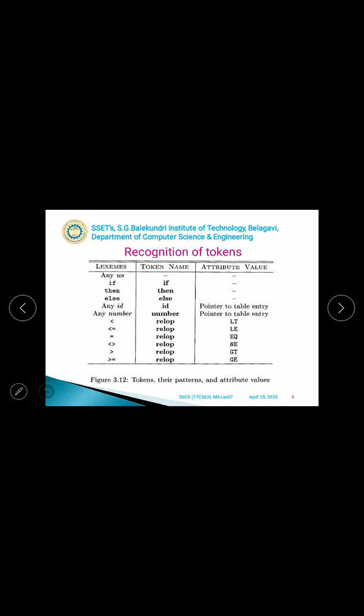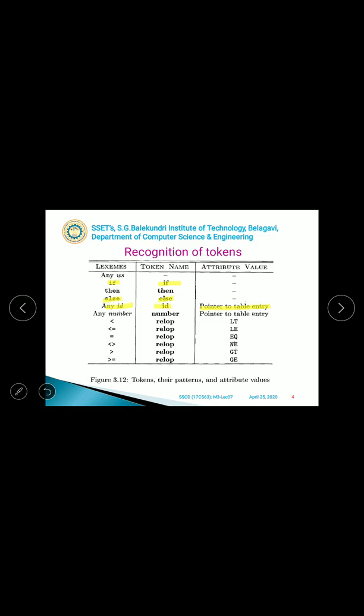attribute values. As I told in the previous slide, if the lexeme is found as if, then it has to return it as a token if, because it's a reserved word. If it is an else, then it has to return it as else. Now if it is an identifier, then this identifier can have many values. You can have an identifier with different values. So that's what you should do: recognize it as an id, and it should be entered into a symbol table with a pointer.